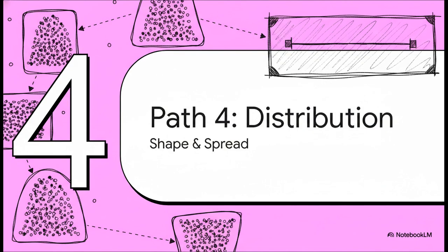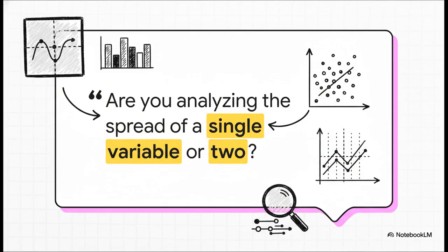And that brings us to our fourth and final path, distribution. This is all about stepping back and seeing the big picture of your data. You're not looking at individual points so much as the overall shape. You're asking, where does my data cluster? What's the range? And are there any weird outliers? So, your last decision point here is super straightforward. Are you just looking at the spread of a single variable, or are you looking at how two different variables are distributed when you plot them together?